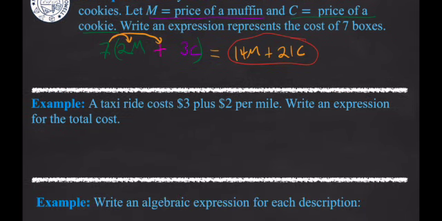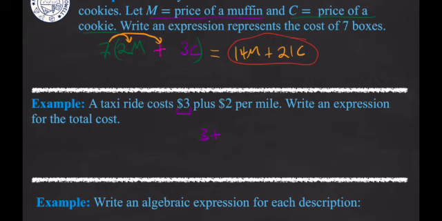Here's another example. A taxi ride costs $3 plus $2 for every mile that he takes you. Write an expression for the total cost. Well, just to get into the taxi, he's charging $3, so we're going to say plus 3 onto whatever we have, plus $2 per mile that we go. So I'm going to put the 3 up front, and then put the plus sign after.